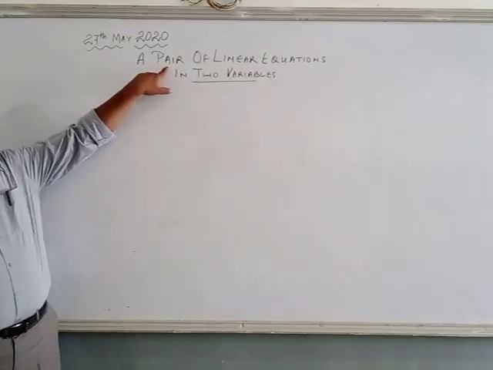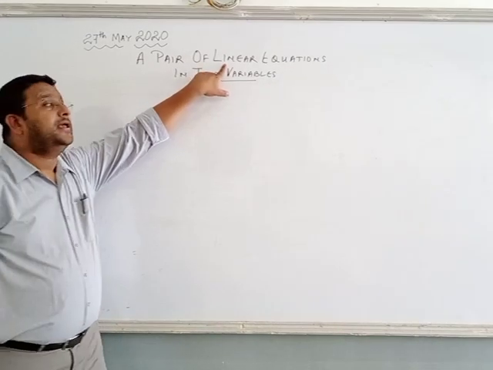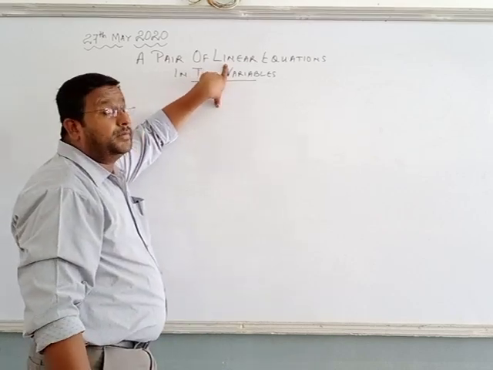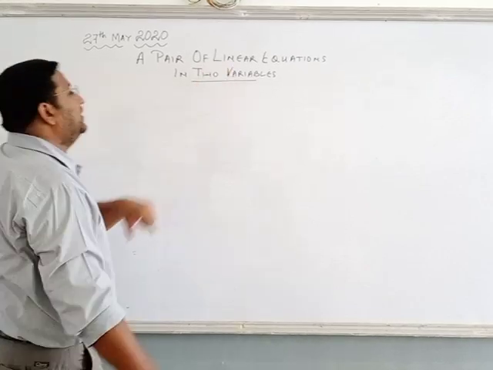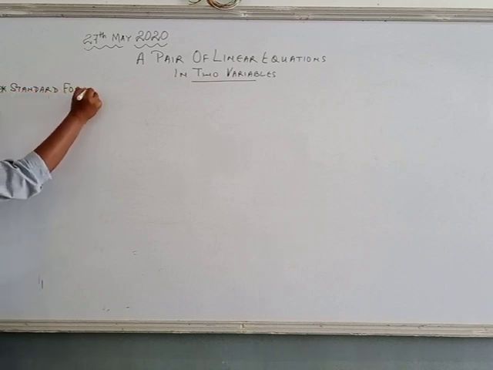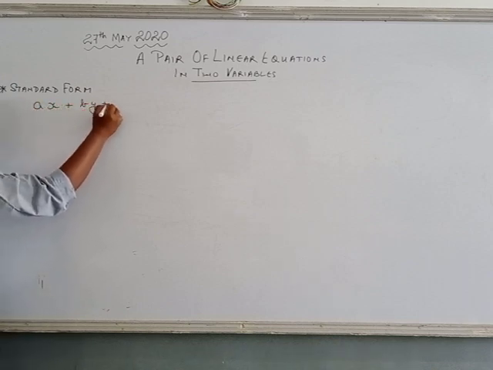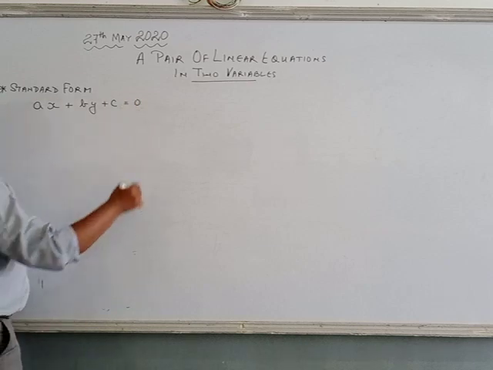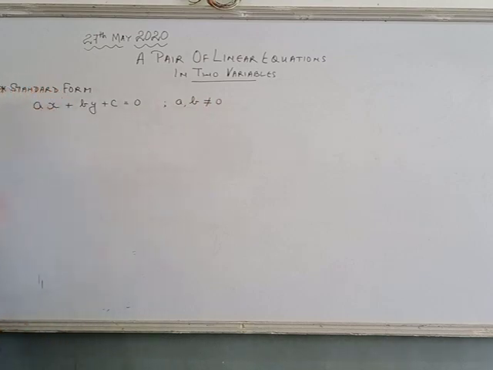As you all know, pair means two, and linear comes from the word line. In 9th class, if you remember, we had drawn a linear equation graph. That was in chapter number 3. The standard form of a linear equation that you discussed in class 9 was ax plus by plus c equals 0, where a and b are not equal to 0, and x and y were termed as variables.